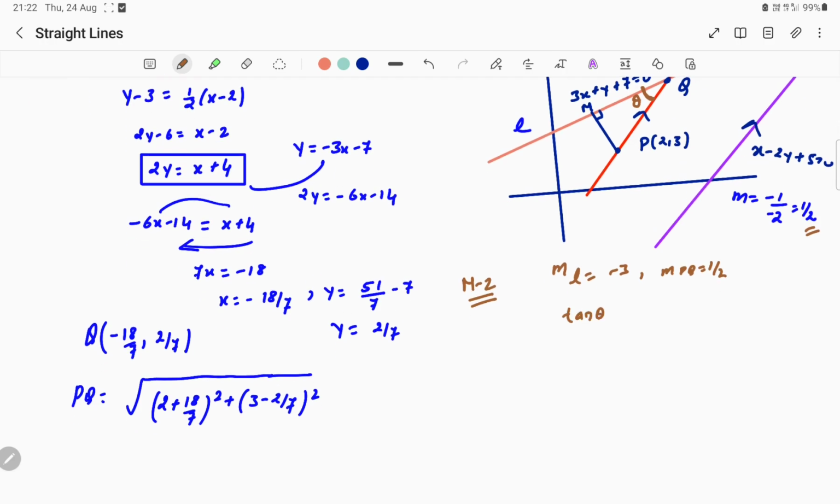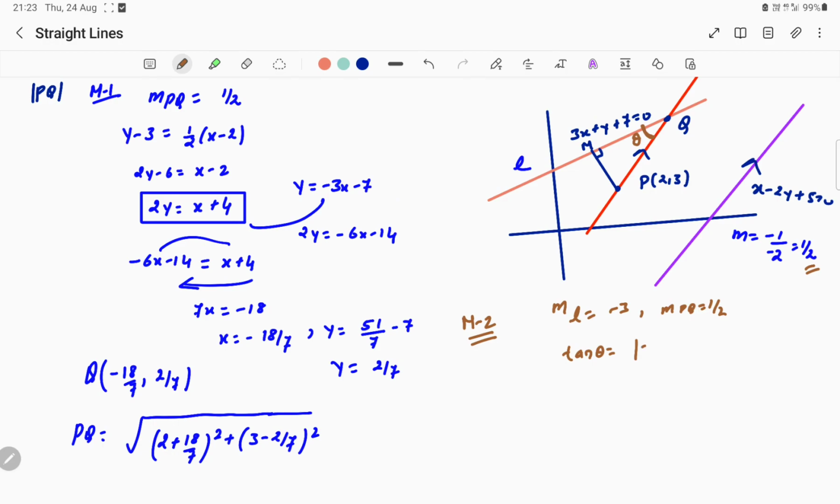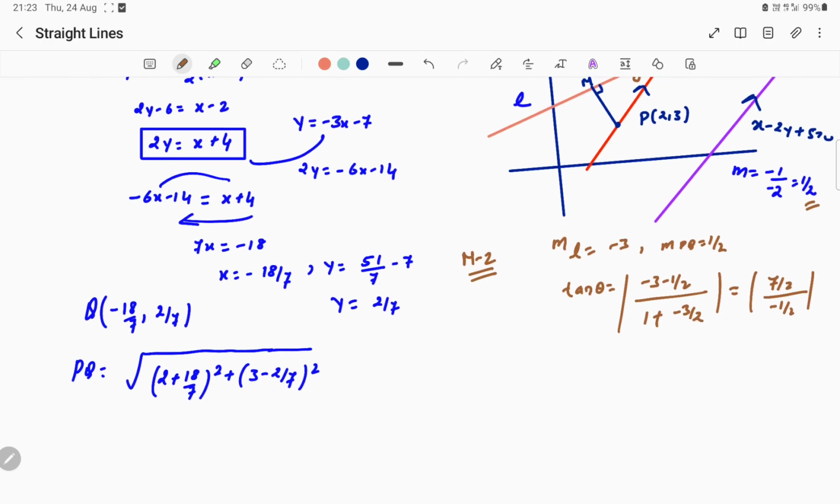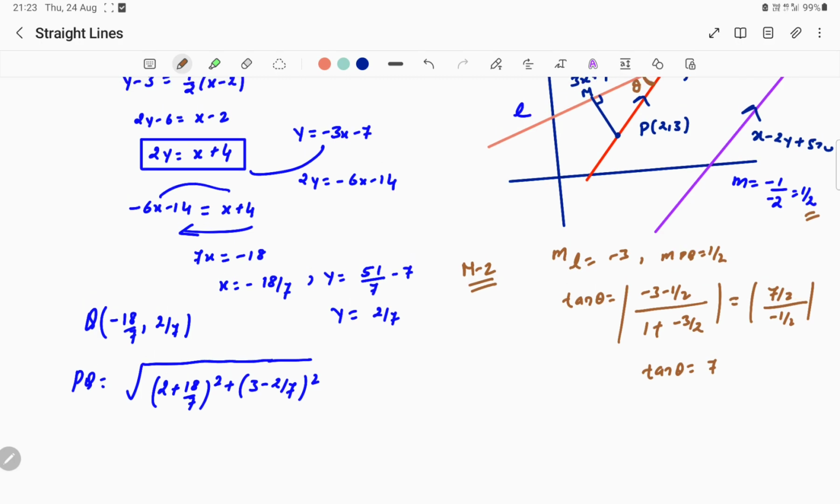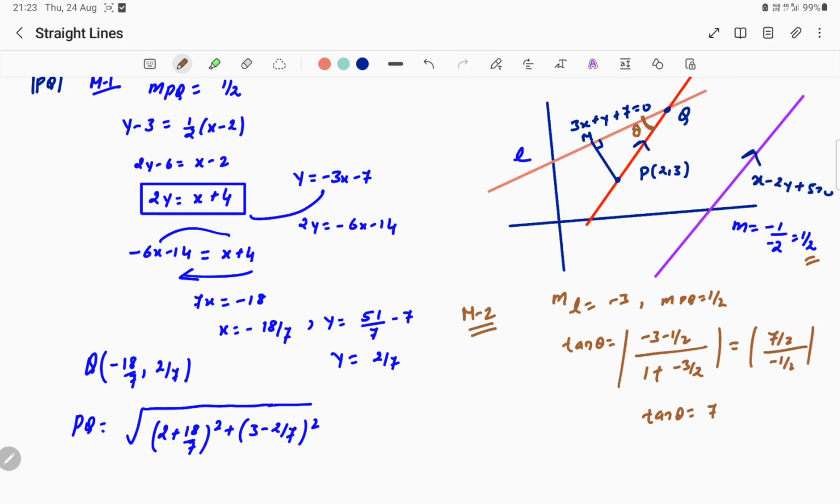So you can figure out tan theta. Tan theta is what? M2 minus M1, so minus 3 minus half, divided by 1 plus M1 M2, which is minus 3 by 2. So when you simplify this, you get 7 by 2 on top, and here you get minus 1 by 2. So when you simplify, tan theta is equal to 7. Okay.